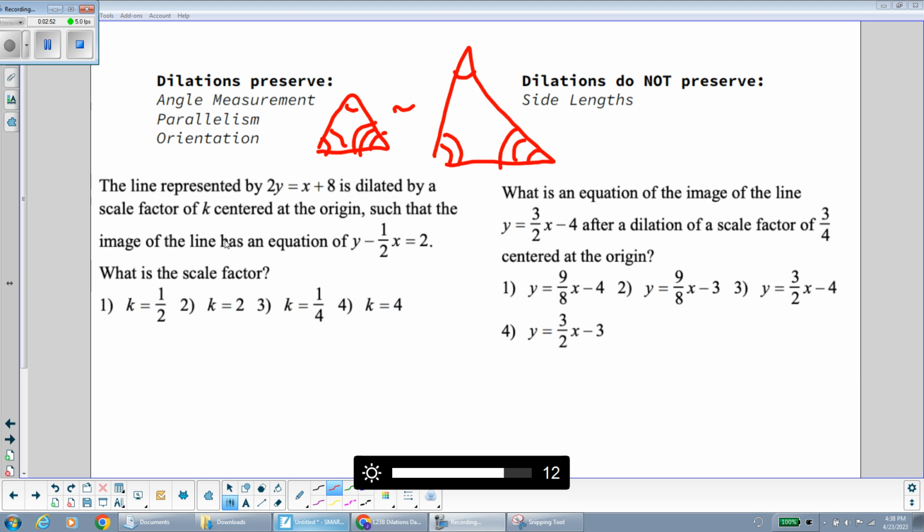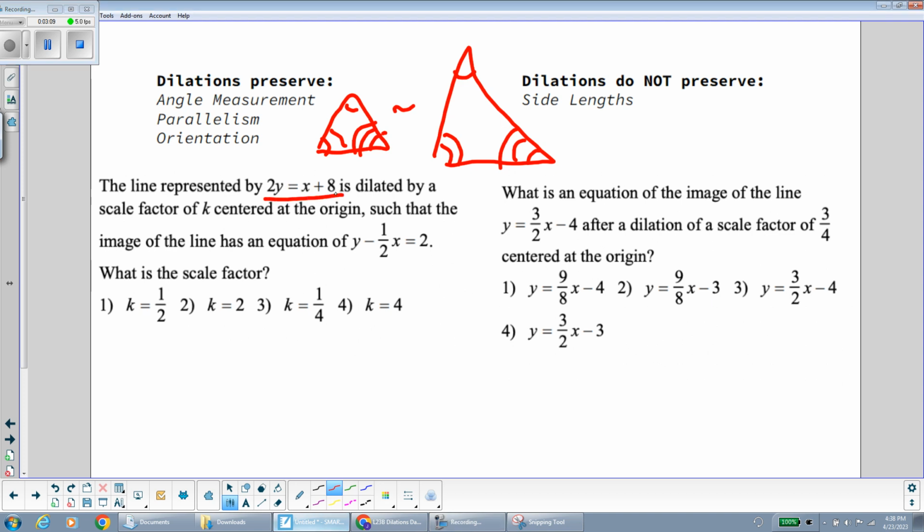In this first example, we have the line 2y = x + 8, and it's being dilated by a certain scale factor centered at the origin. The image of the line has this equation over here. We need to find what the scale factor was. First, I'm going to take the original line and rewrite it in y = mx + b form. So I'm just going to divide everything by 2. And remember, there's an invisible 1 in front of the x when you don't see a coefficient. So what we have is y = 1/2 x + 4.